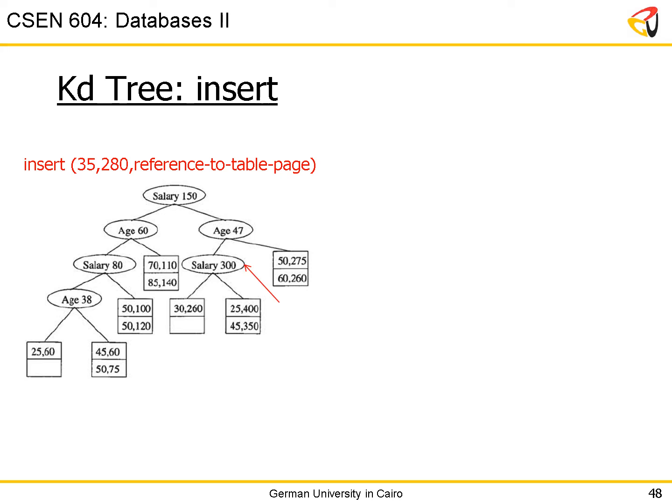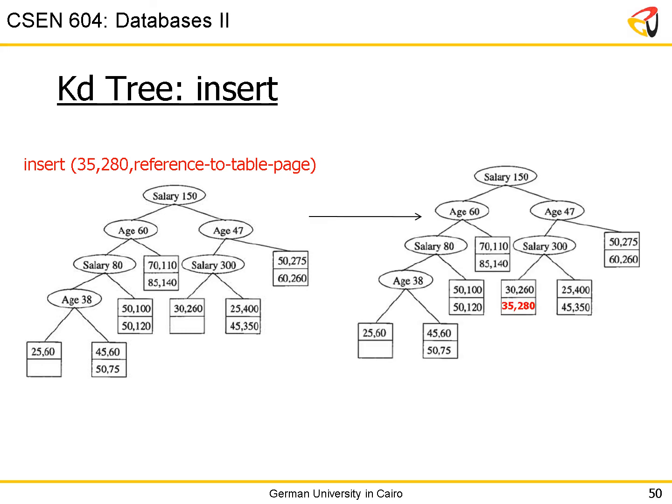Now I'm working again with salary, and I'm looking to insert salary 280, and my salary is 300, so I go to the left. And I follow this left pointer and I find there is actually a page I loaded from disk, and inside it there is an empty space, so I put the 35, 280 inside the page and put it back on disk. And that will be the final picture.